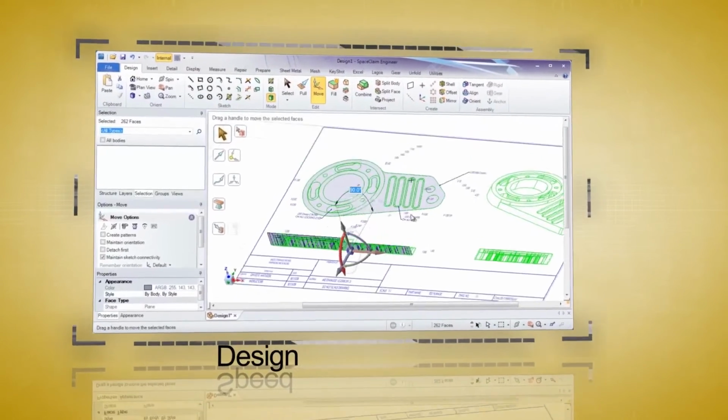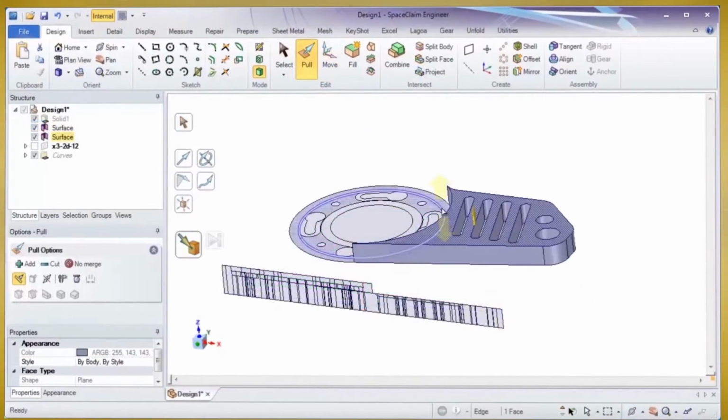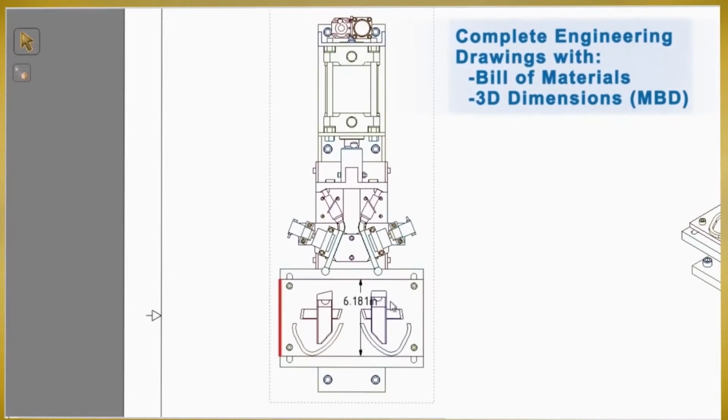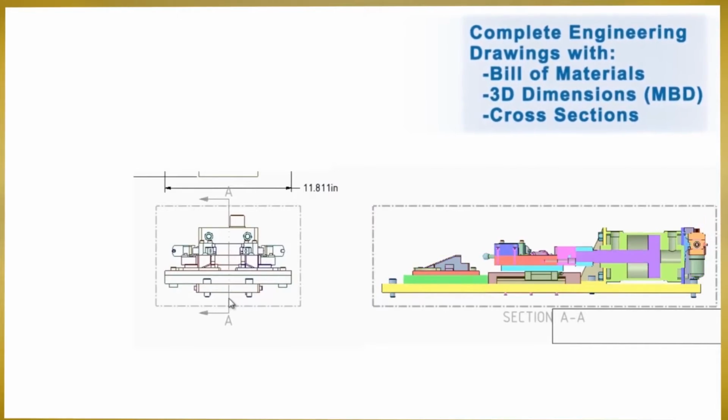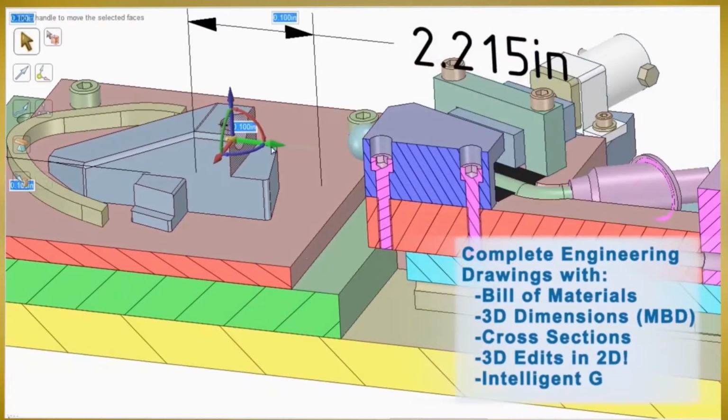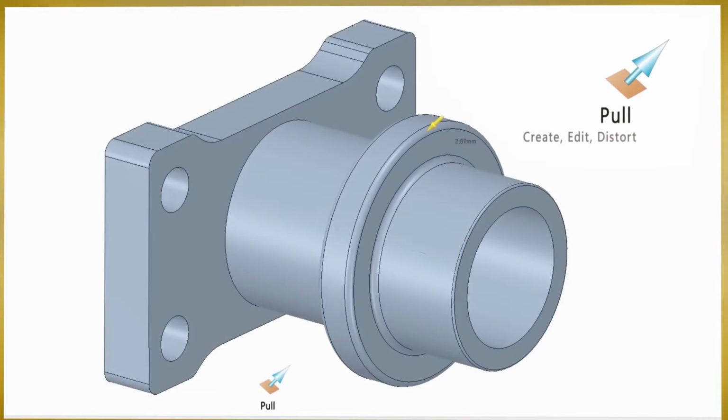First, we'll start with design. Converting 2D data to 3D in SpaceClaim is fast and efficient. Or, if a 2D drawing from a 3D model is needed, you'll find the full suite of detailing tools in SpaceClaim to be comprehensive for any job.